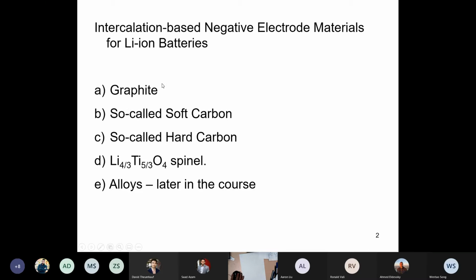So this particular lecture will cover graphite, what is called soft carbons and hard carbons, and talk about how to make them. It'll talk about lithium titanate, which is used as a negative electrode. And we'll talk about alloys later, which means lithium going into silicon or tin or silicon oxide later in the course. So this is basically conventional negative electrodes for lithium-ion cells, which are interesting in their own right.